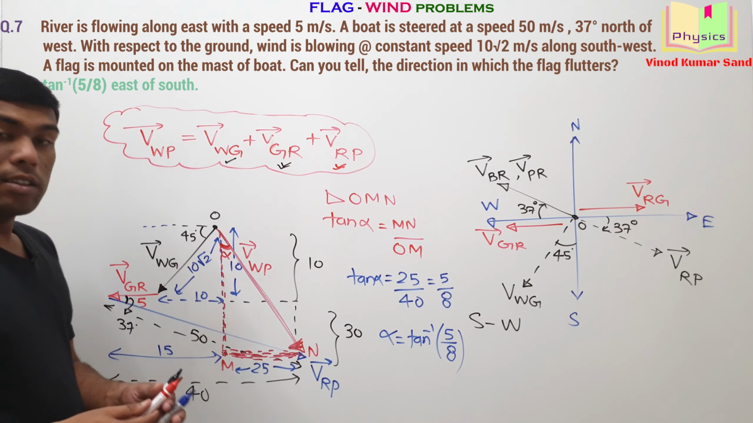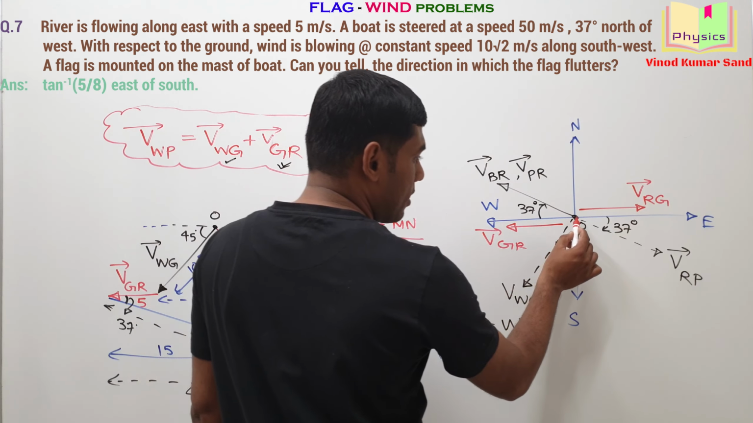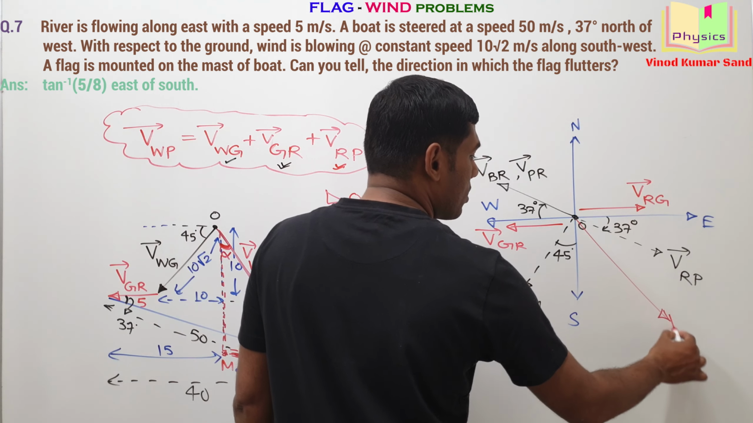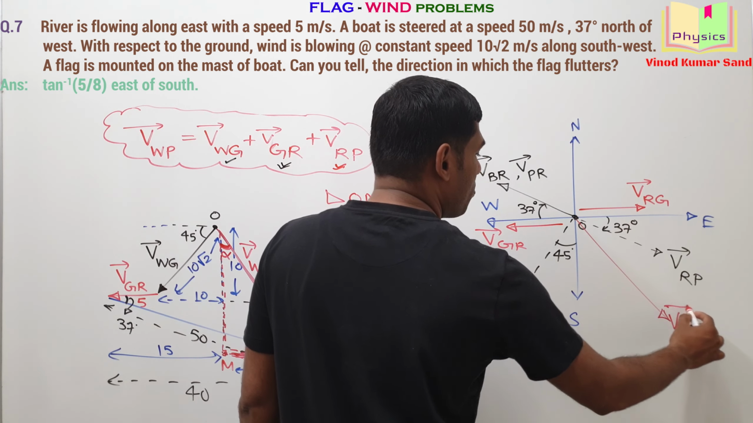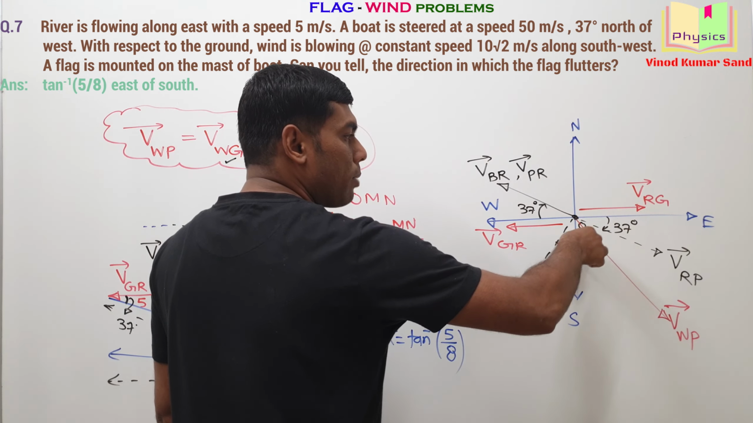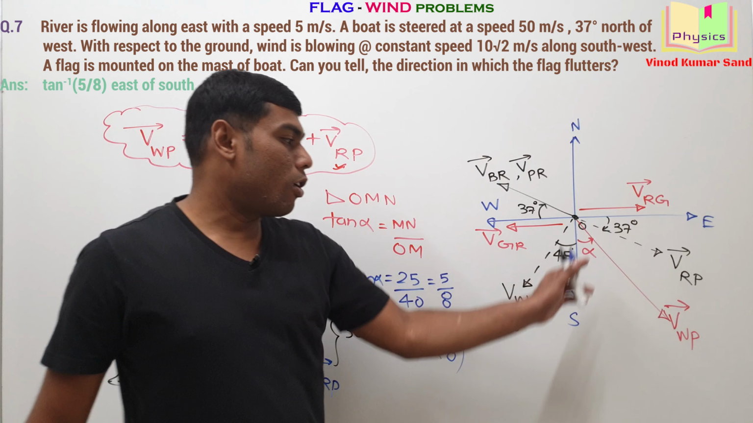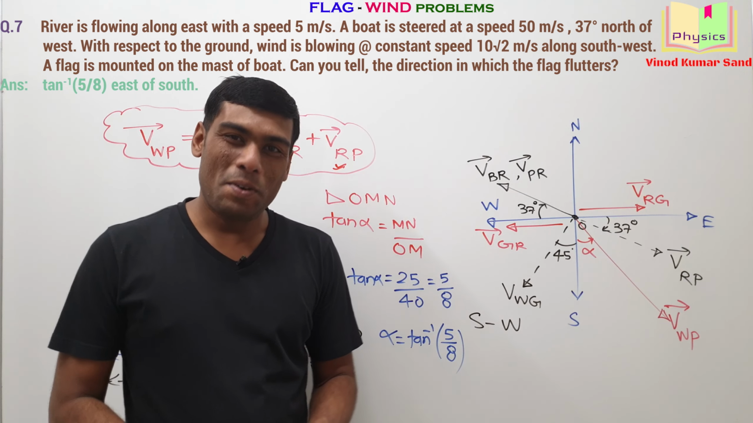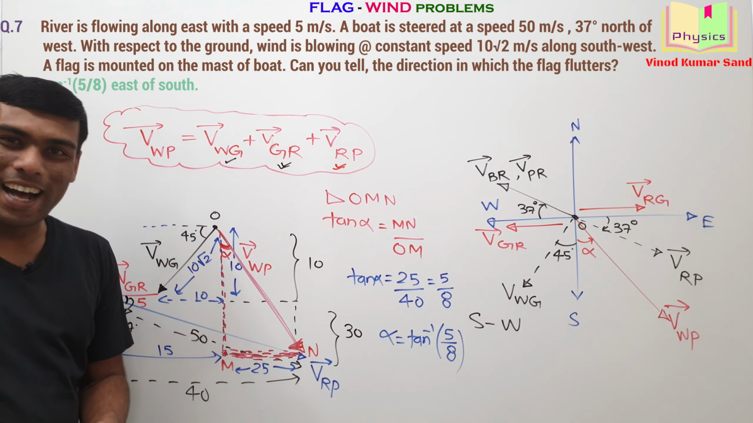It means the flag flutters in this direction. Velocity of wind with respect to the pole is making an angle alpha, tan inverse 5 by 8, east of south. I hope you got the same answer.